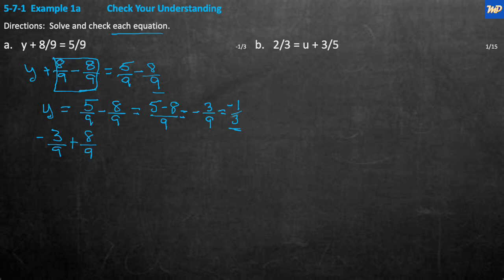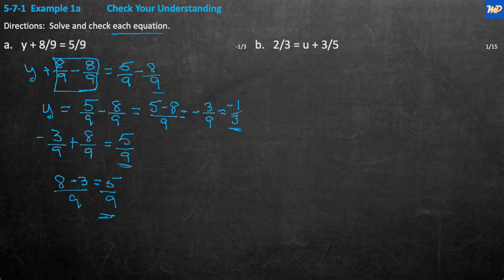That was the original equation, y plus 8 ninths, and that equals 5 ninths. So now the question, is that true? So if I take 8 and I subtract 3, do I get a 5? That equals 5, correct? So 5 over 9 is 5 over 9. The answer is a match. 5 ninths, 5 ninths.